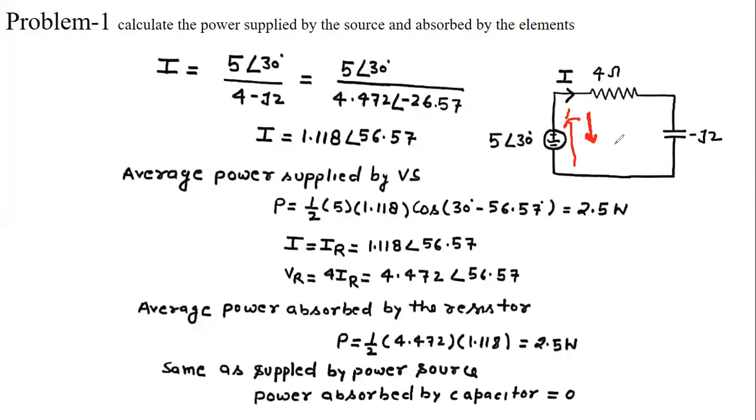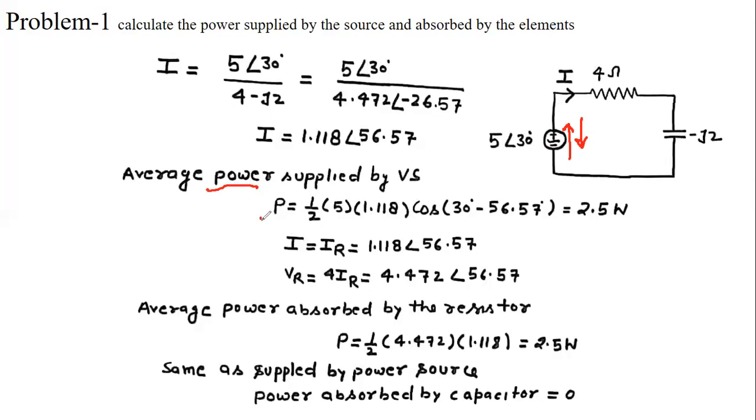I am again repeating my sentence, so listen. If current enters from negative to positive, it means power is supplied by the source. And if current enters from positive to negative, it means power is absorbed by the source. So in this case, current enters from negative to positive, so power is supplied by the source.